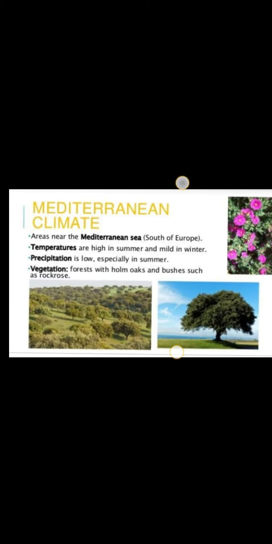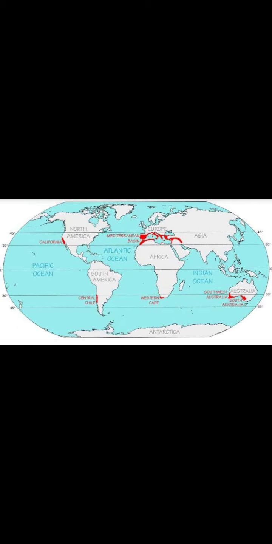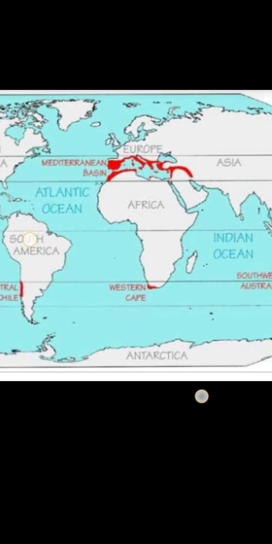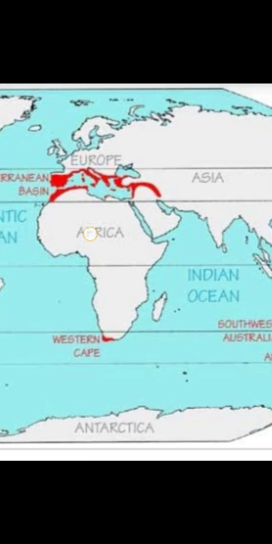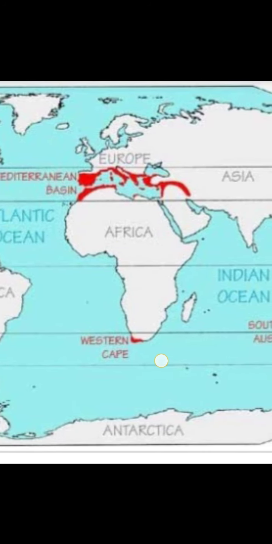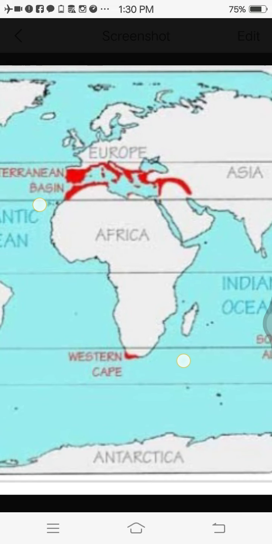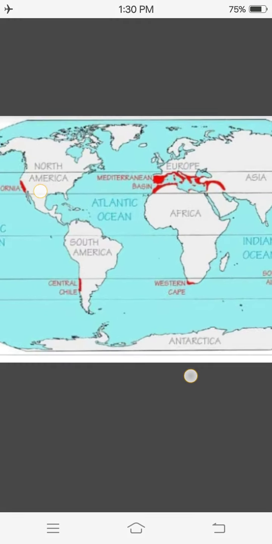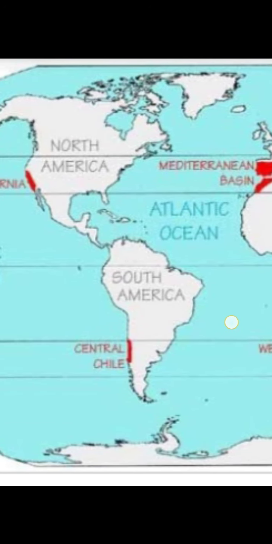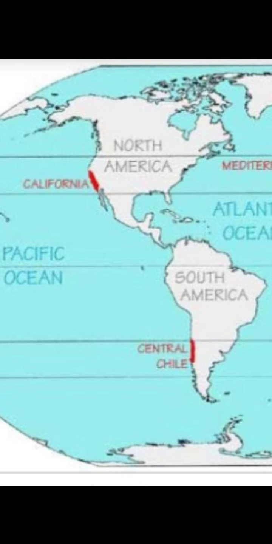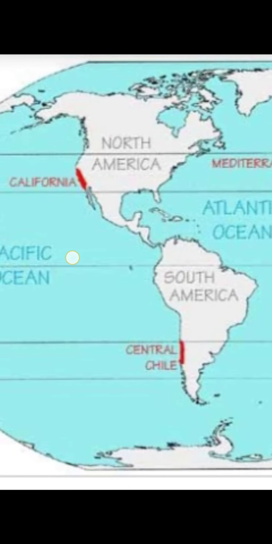The Mediterranean climate is found around the Mediterranean area. As for its location, we mostly find it in the world between about 30 to 45 degrees, mostly on the western sides of continents. Around the Mediterranean, you will look at California, like Los Angeles and Las Vegas, where we find this type of climate.